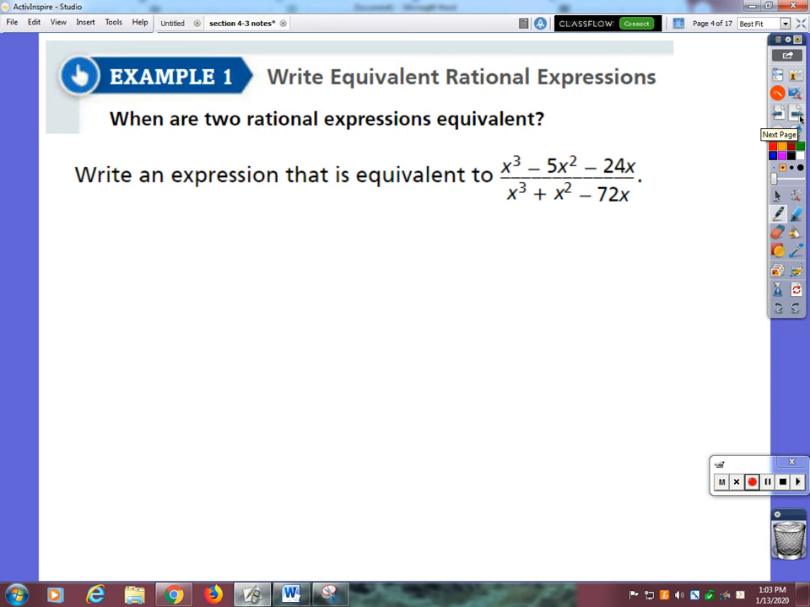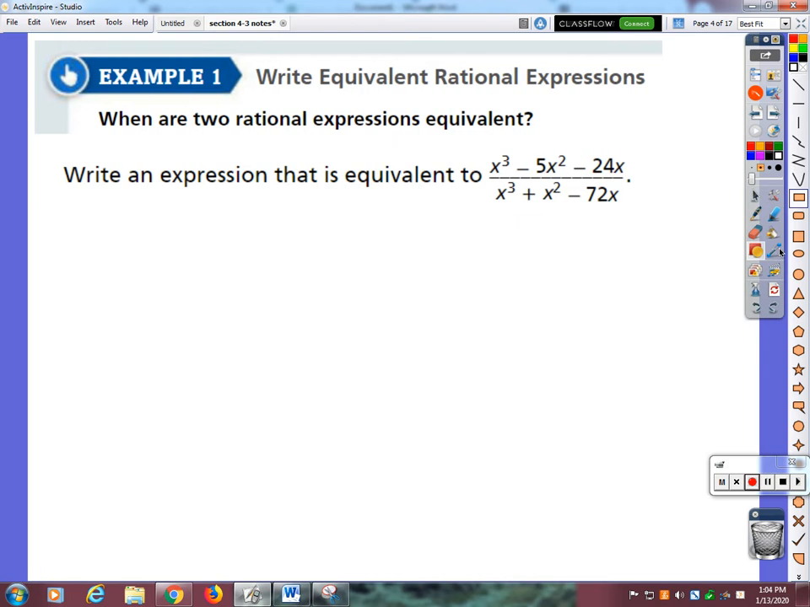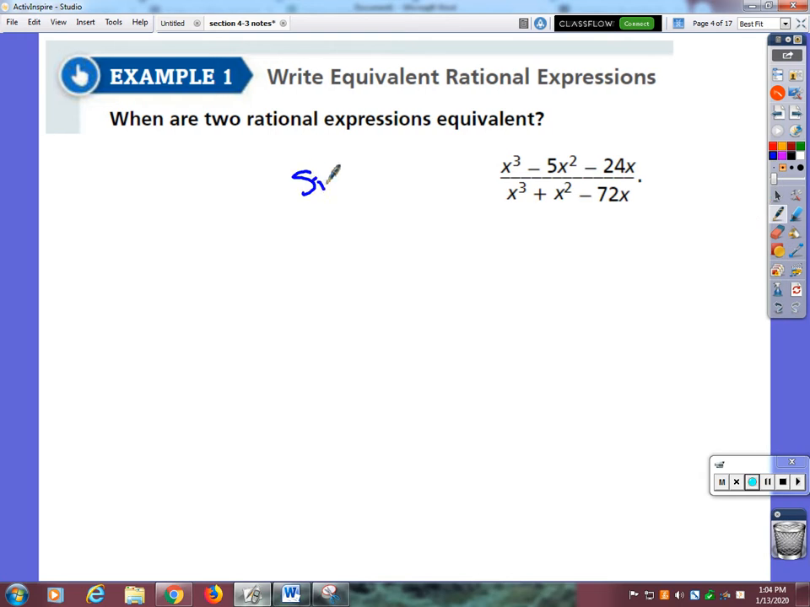Okay? So this book is using some pretty fancy language. It says, write an expression that is equivalent to all that crazy stuff there. It's good for you to see that and to know that because that's the kind of language that they're going to use in this book. But basically all this problem is saying is simplify, okay? So all that big fancy jargon means is just simplify that expression, all right?